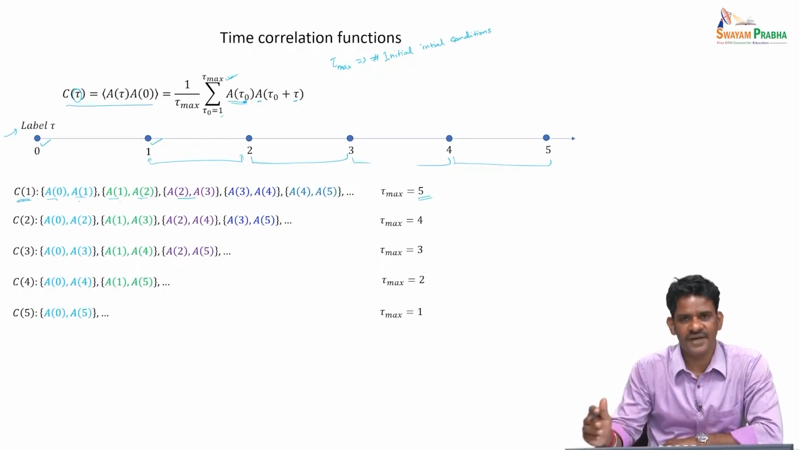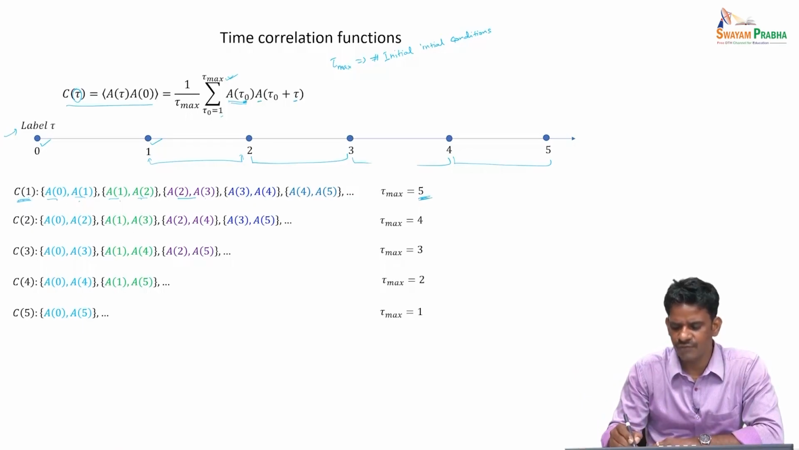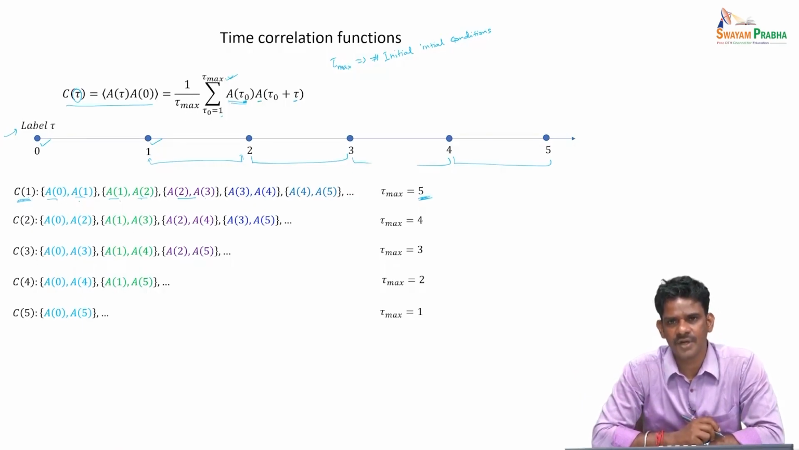So here we are taking some finite set, but the actual data set would be very long. So you'll have a very large tau max, of the order of thousands.